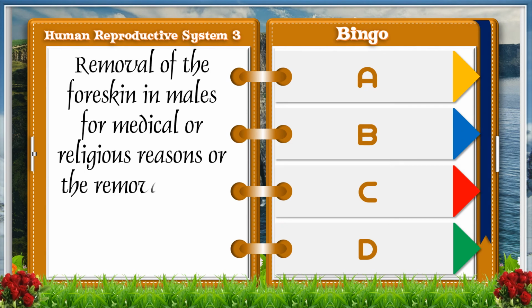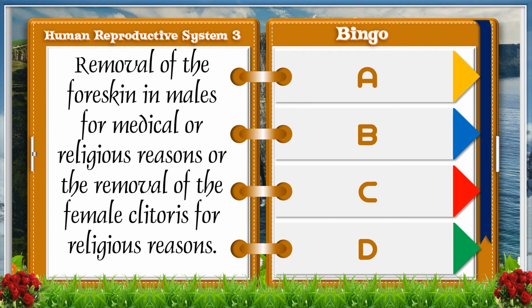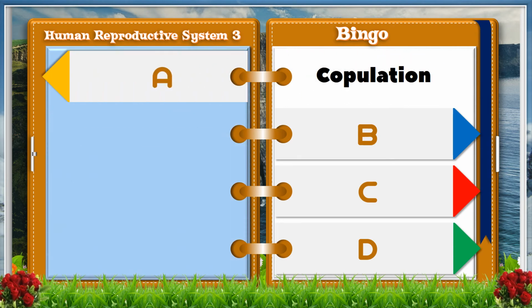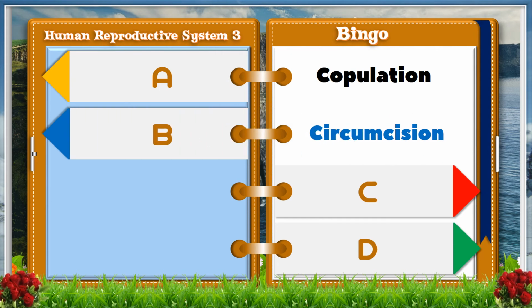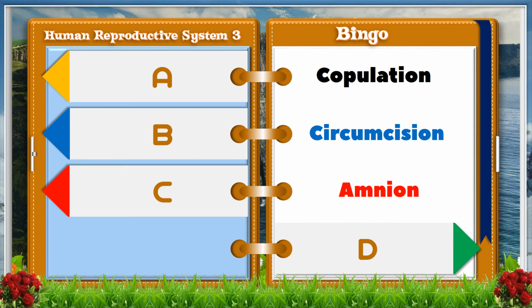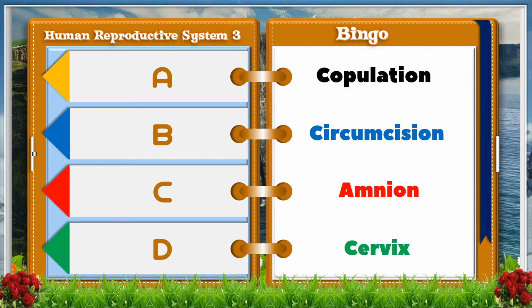Removal of the foreskin in males for medical or religious reasons, or the removal of the female clitoris for religious reasons. A. Copulation. B. Circumcision. C. Amnion. D. Cervix. And the answer is B. Circumcision.